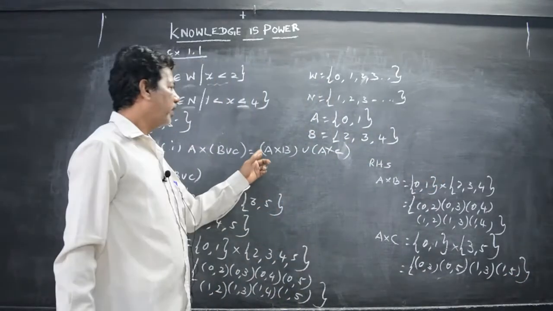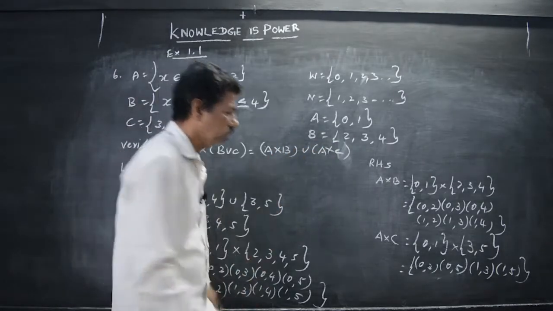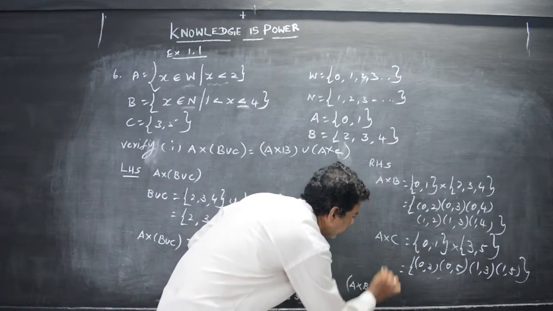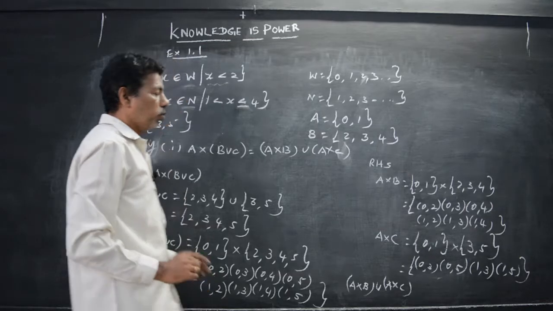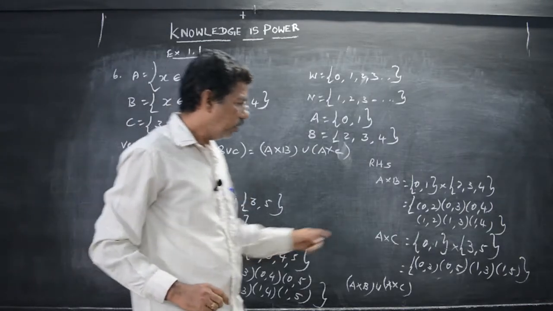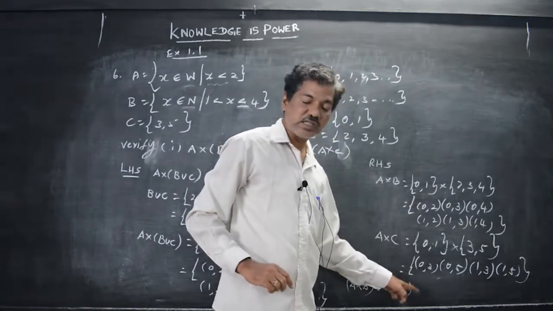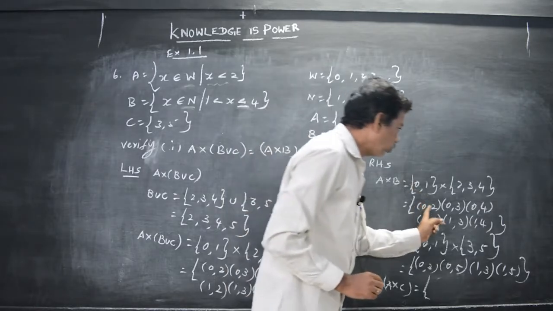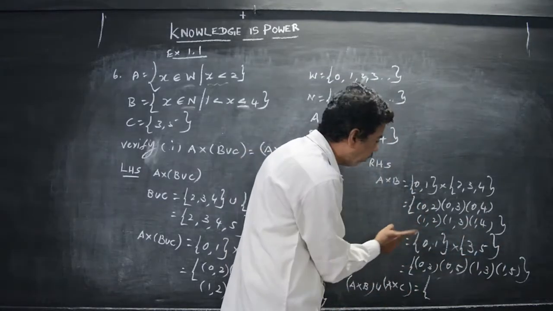Now finally, A cross B union A cross C. So you have to proceed with A cross B union A cross C. I already told you that union means how we have written all the things here. In the same way, see what elements are present here and what elements are present here. You should combine these and write. So totally 6 plus 4, that is 10 elements are there, but you should not write the repeated elements.